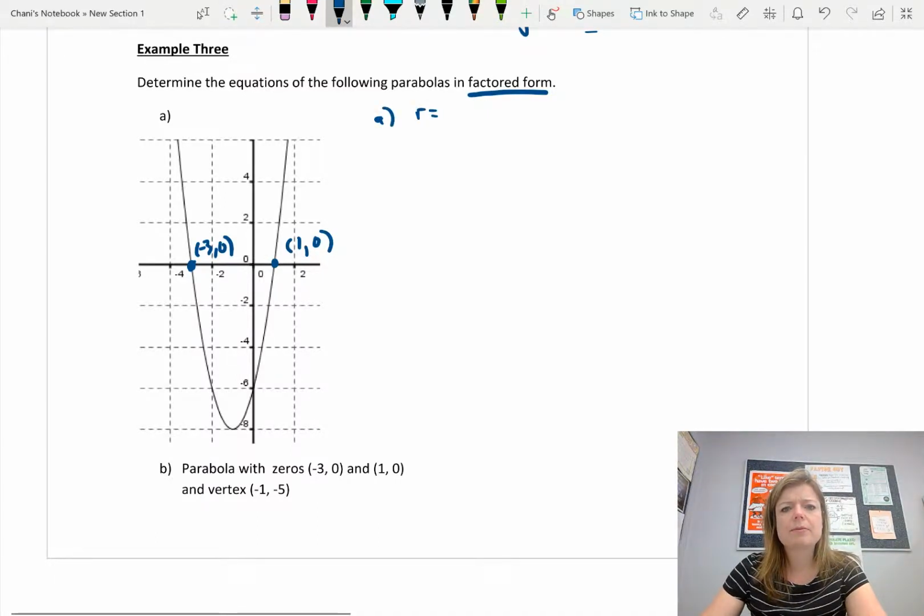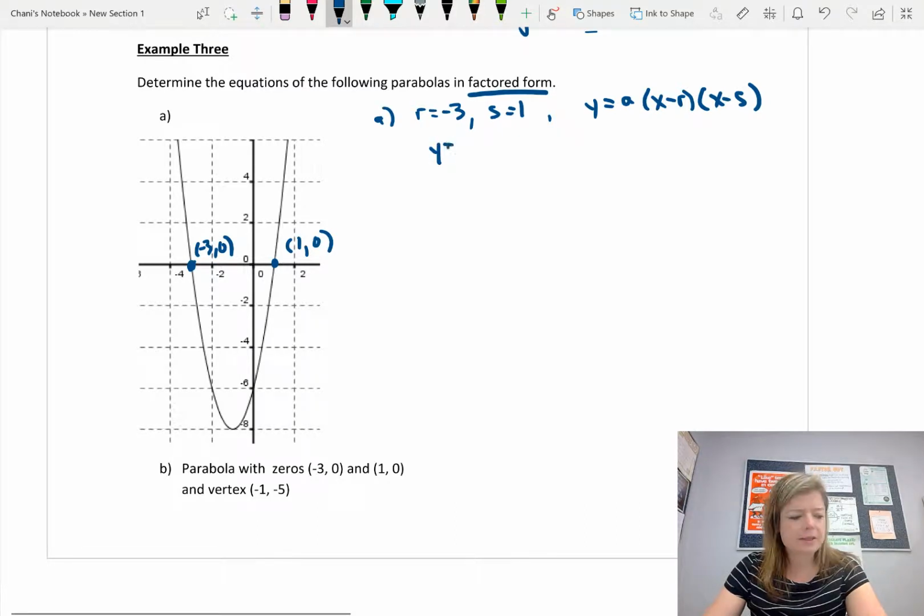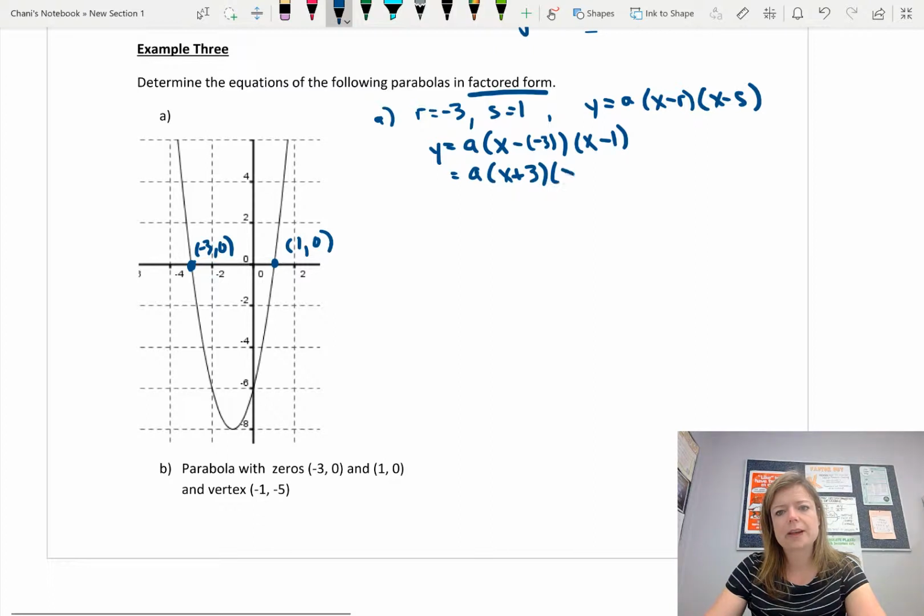Okay, so we put it in. So our r is equal to -3, and our s is equal to 1, and we're putting that into y equals a, x minus r, x minus s. So we have y equals a, x minus -3, x minus 1, which gives us a, x plus 3, x minus 1. Now you can skip that first step. I'm just showing why this becomes a plus 3 because we're subtracting a negative.